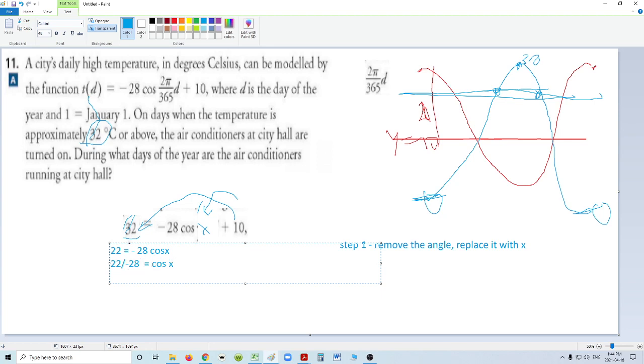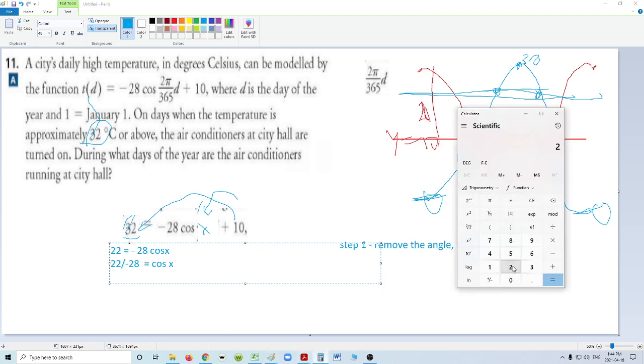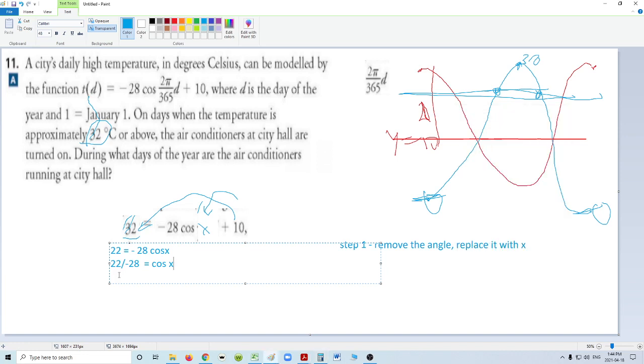So we're going to get a value here, and try to keep as many decimals as you can. Remember that you do 22 divided by 28 and then hit the plus minus sign, then equal. So I'm just going to keep them all. Okay? So we're dealing with this.